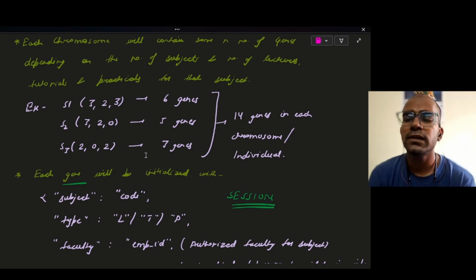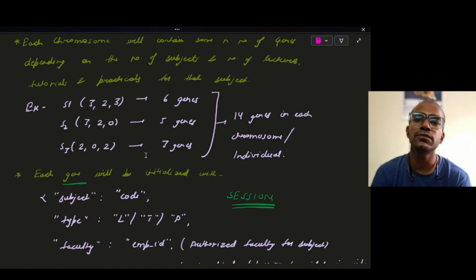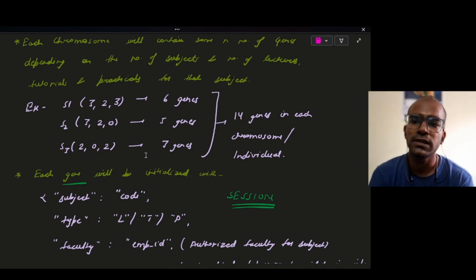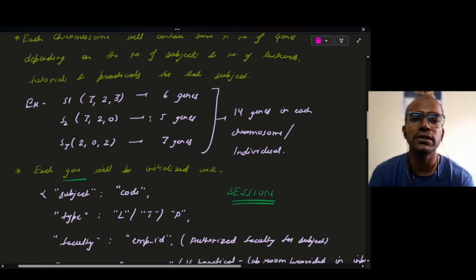So S1 will be formed in 6 genes, 3 for lecture, 2 for tutorial and 1 for practical, as we want our practicals to finish in one go only. S2 will be represented in 5 genes, that is 3 for lectures and 2 for tutorials. Similarly, S3 will be represented by 3 genes, 2 for lecture and 1 for practical. So in total, the chromosome representing the solution for these 3 subjects will have 14 genes.